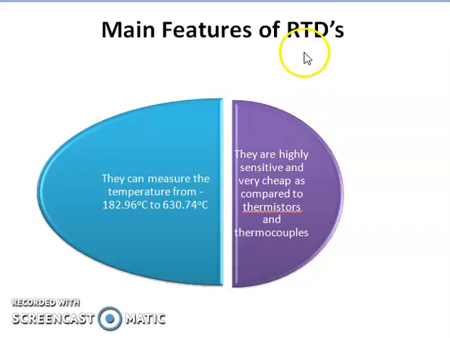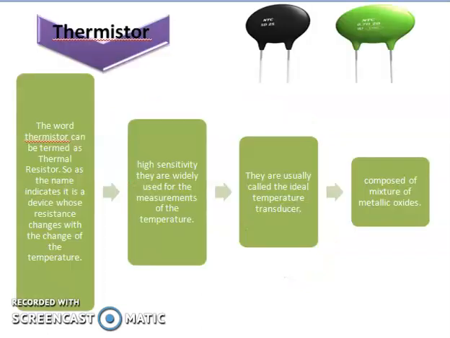And the main features of RTDs are they can measure a temperature from 182.96 degrees Celsius to 630.74 degrees Celsius. They are highly sensitive and very cheap as compared to thermistors and thermocouple. Now, these are the basic classification of non-contact type temperature transducer, that is thermistor and RTD. Thank you.